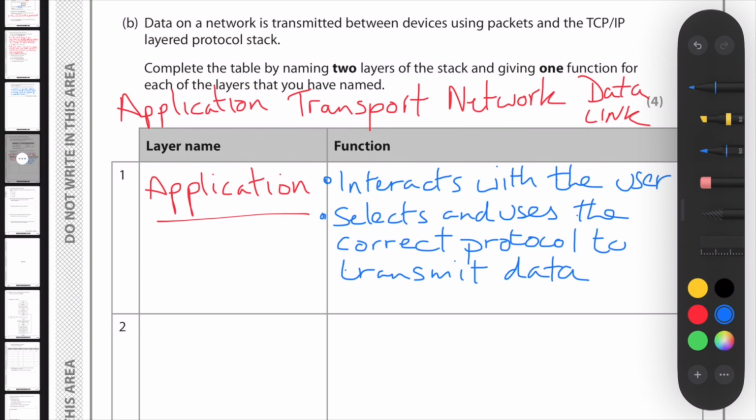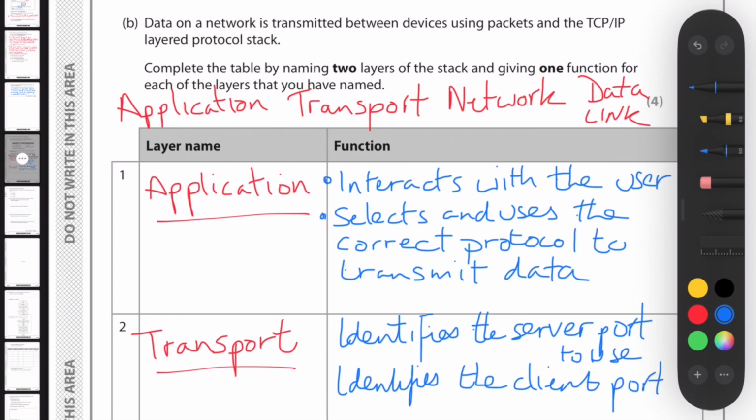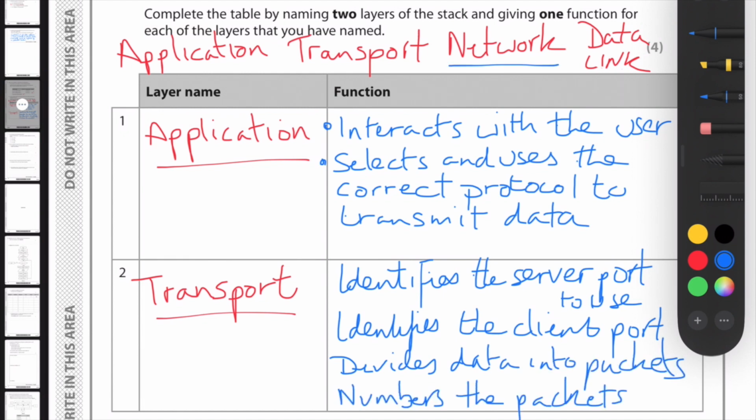Transport layer, there's lots of those. I'll use transport layer because there's many different functions of a transport layer. Basically it identifies the server port to use. It identifies a client port to use. Okay, but it does things like it divides the data into packets. It numbers the packets, and then it basically passes those to the network layer, checks the packets have arrived at the destination, and then it also resends any packets that may have got lost or may not have arrived.